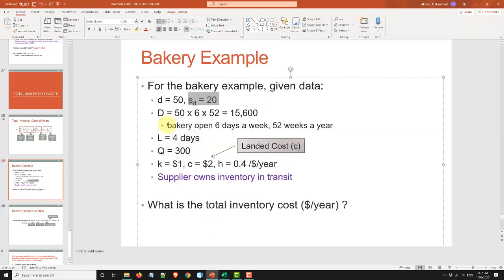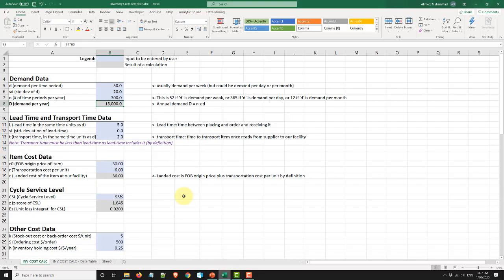Okay, so it says the bakery is open 6 days a week for 52 weeks a year. So that means we have to put in 6 times 52. So my bakery is open 312 days a year, and so that's my annual demand. Then we have to put in lead time and transportation time data.